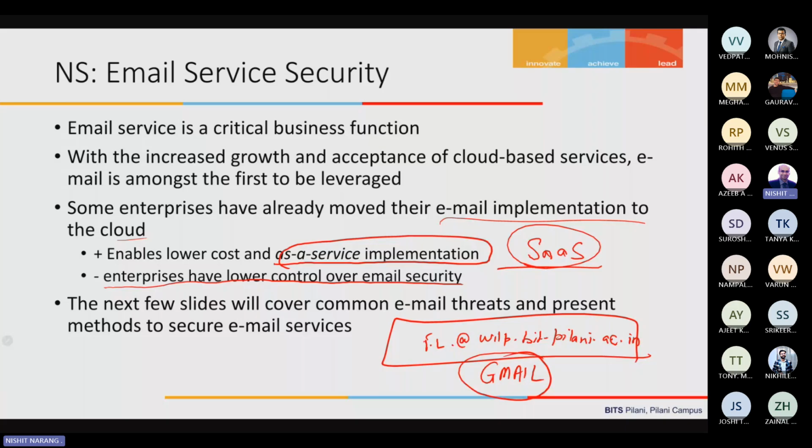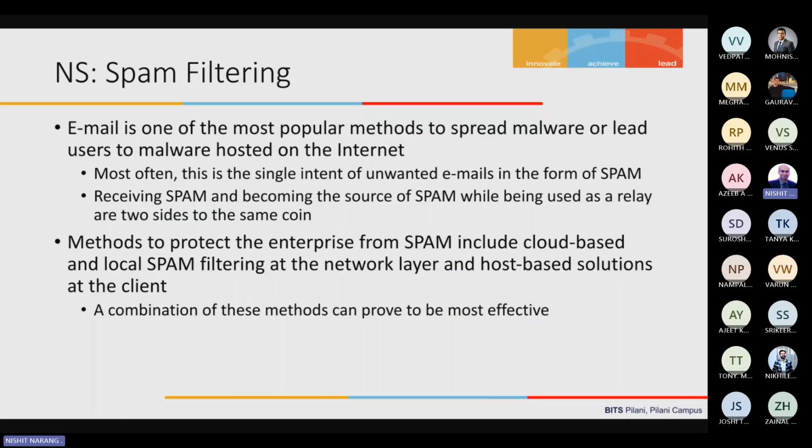Okay? So when we talk about email security, what is the biggest threat that we are protecting emails against? The biggest threat with emails comes from spam emails. Okay? Spam is not just loss of productivity. It's not just unintended information flooding your mailbox. It also is one of the most popular methods used to spread malware and therefore impact or infect computing systems.